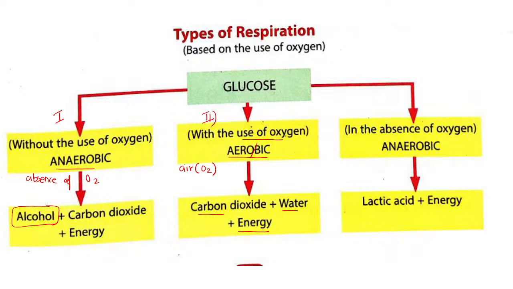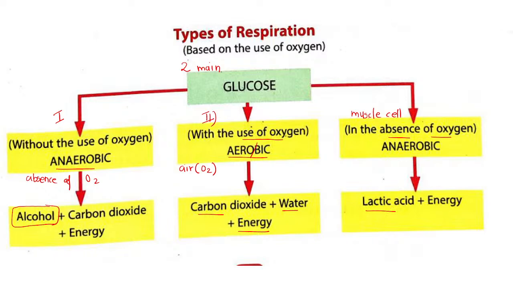Actually, respiration processes are just of two main types. What are the two main types? Aerobic and anaerobic. Aerobic means in presence of oxygen, anaerobic means in absence of oxygen. Now, sometimes our muscle cells undergo anaerobic respiration, that is in absence of oxygen, and during that time lactic acid and energy are released.